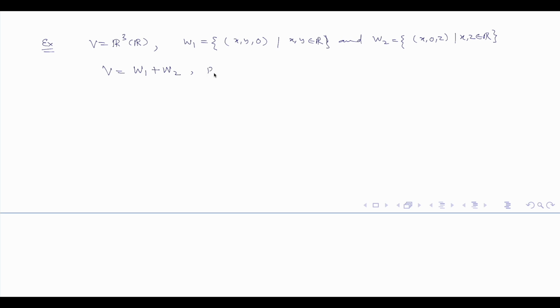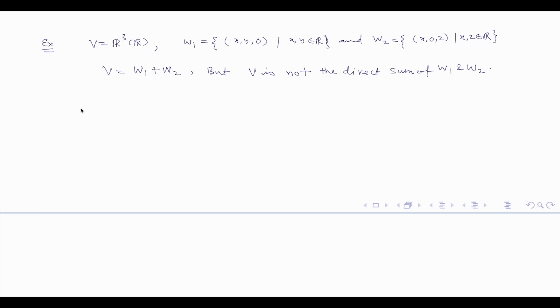But V is not the direct sum, right, of W1 and W2. This is very, very important, right?